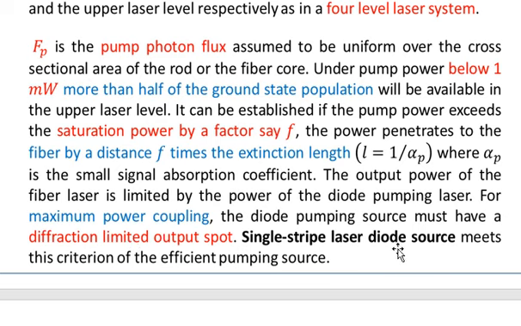A single strip laser diode source along with appropriate optics meets this criterion of an efficient pumping source. That is, we can convert the output beam from the single strip diode laser into a diffraction limited spot size using appropriate optics. And this has also been explained in one of the previous slides.